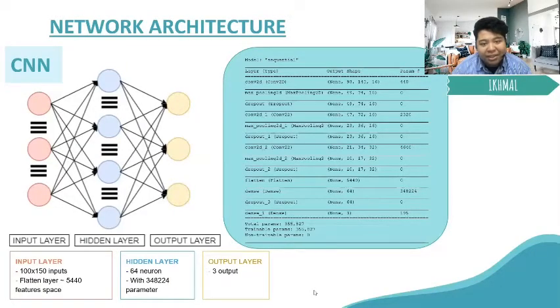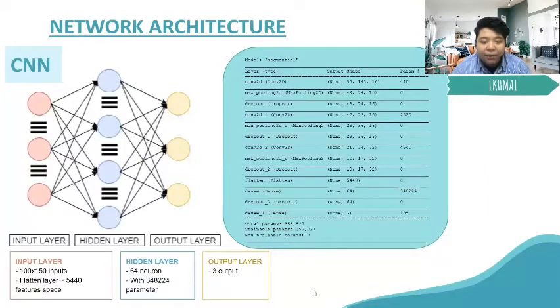Next, network architecture. We use a convolutional neural network, ConvNet, also known as CNN. So what is CNN? CNN is a deep learning algorithm which can take in an input image, assign importance to various objects in the image, and be able to differentiate one from the other. The pre-processing required in a CNN is much lower as compared to other classification algorithms.